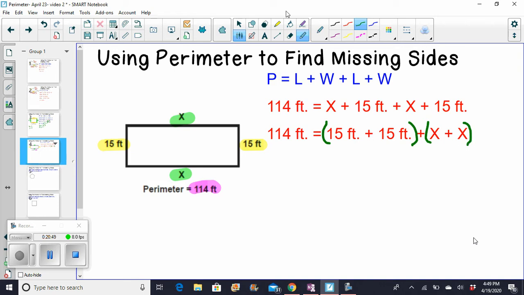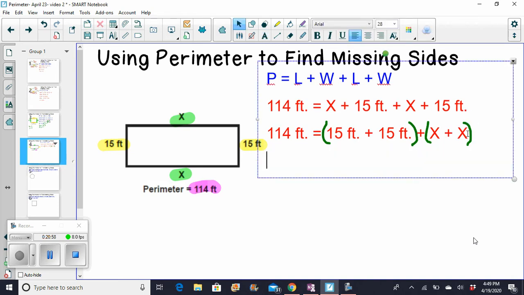Okay, so let's continue on with this. So 114, now I'm going to rewrite this again, lots of rewriting, but if you keep your work organized, it will make your problem solving much easier. 114 equals 15 plus 15. 15 doubled is 30. Plus, and then we have that x plus x. I'll put it in parentheses. Consider those two x's together. It's like x times 2. Those are my two widths that are there.